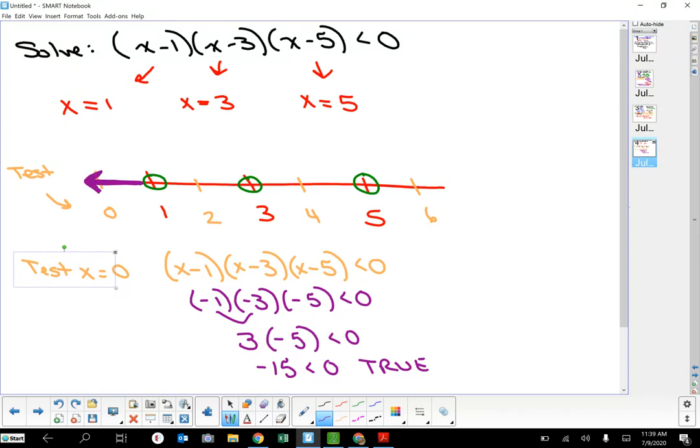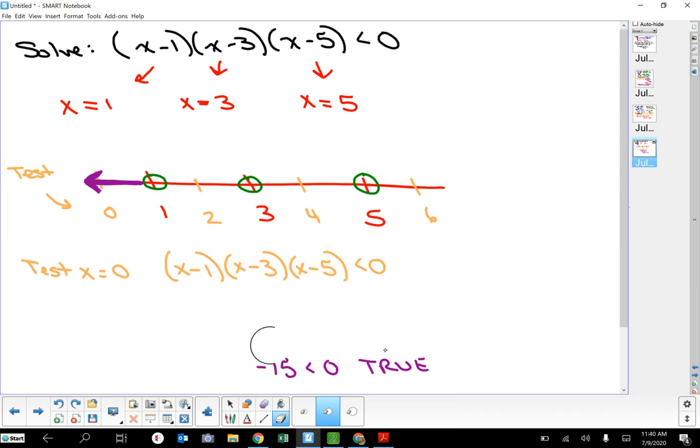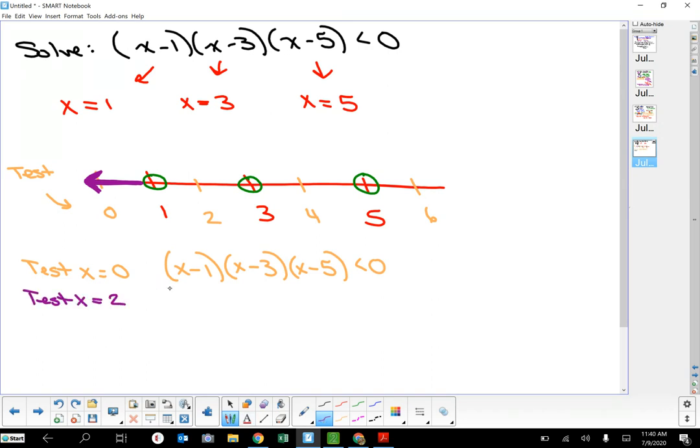All right, now what I'm going to do, I'm going to erase what I have here in purple and just replace it with the next value for each of these. You should have all 4 on your paper, but I want to make sure we have everything in our line of sight. So I'm going to erase this. And the next one we're going to test is going to be x equals 2. So now I'm putting 2 minus 1, 2 minus 3, 2 minus 5 is less than 0.